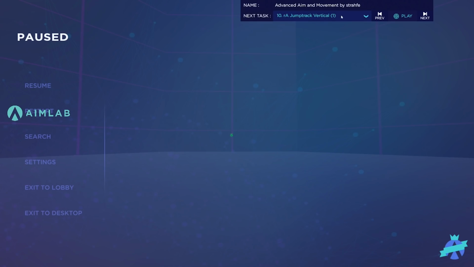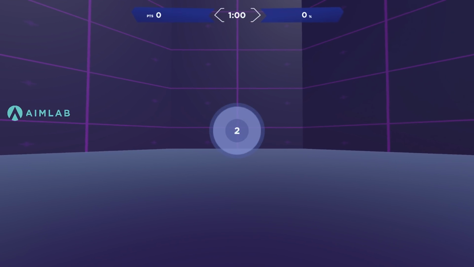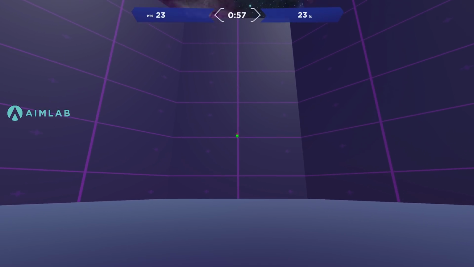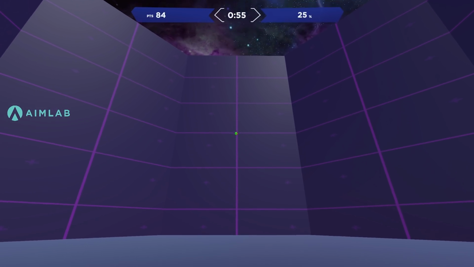I wanted to throw a vertical scenario in this routine just to keep it more balanced. But yeah, this one is pretty straightforward. You just have an object that goes up and down, and then you just try your best to track it. And this kind of just helps with your vertical smoothness quite a bit.